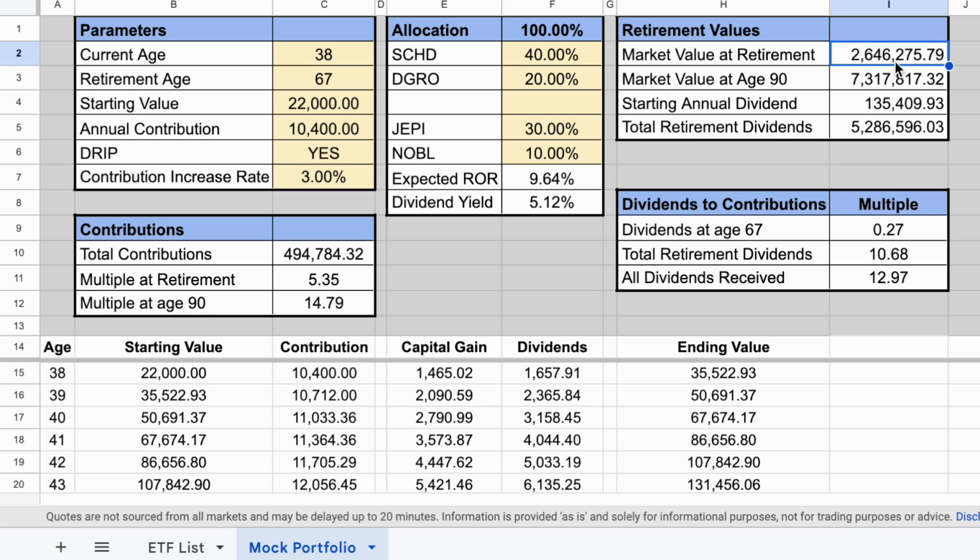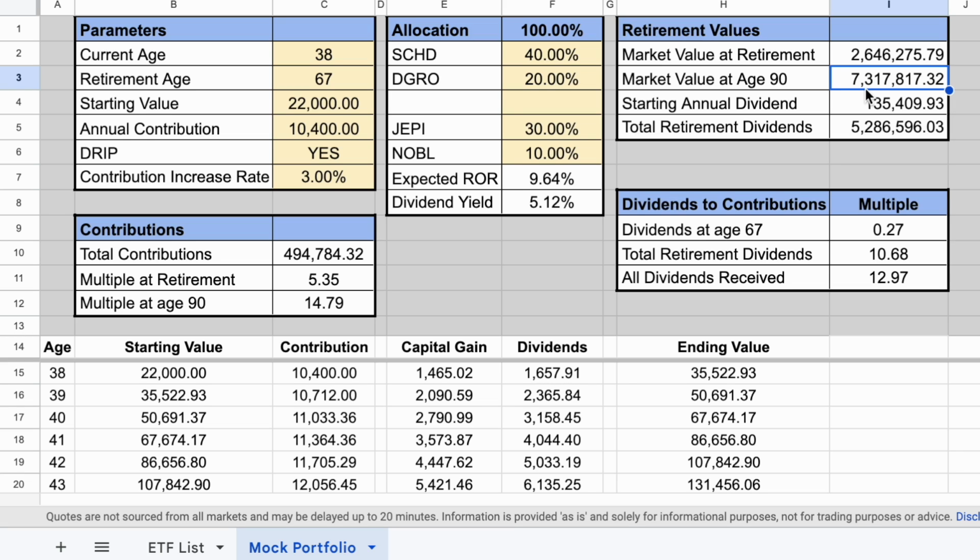The portfolio value at retirement is now a little lower, $2.6 million instead of $2.9 million. The starting annual dividend income has jumped up from about $108,000 to $135,000, but the total amount of retirement dividends has dropped a little from $5.4 million to a little less than $5.3 million. The biggest change is probably the market value of my portfolio at age 90. With the prior asset allocation, this value was more than $12 million, whereas with this allocation, it is $7.3 million. That's quite a large drop.